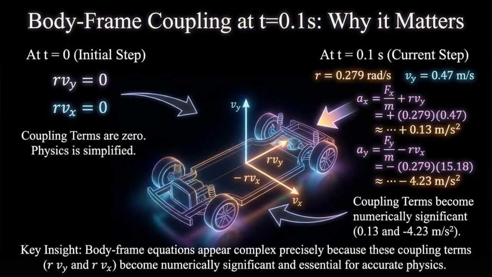By t equals 0.1 seconds, yaw rate and lateral motion are present, injecting plus 0.13 meters per second squared into longitudinal acceleration and minus 4.23 meters per second squared into lateral acceleration. This shows why body frame equations seem complex. Once the vehicle starts rotating and slipping sideways, the coupling terms quickly become numerically dominant and strongly shape the motion.